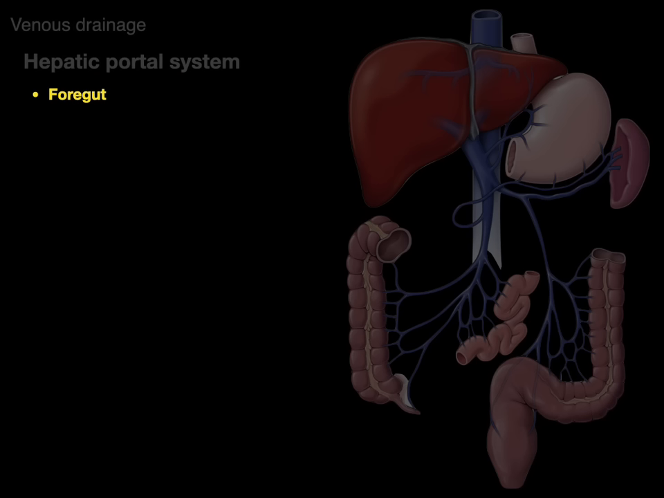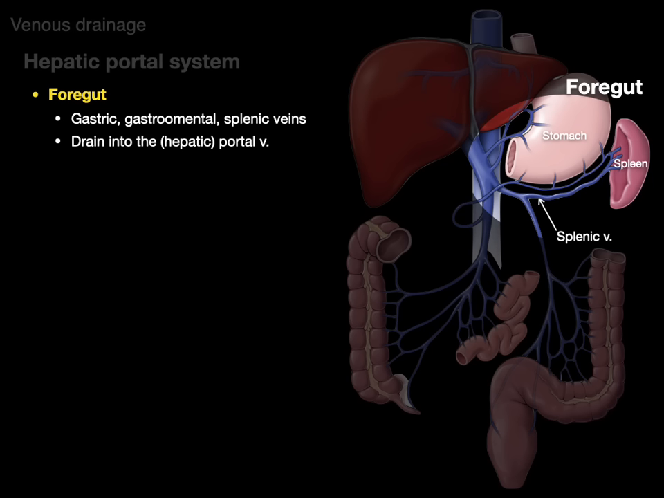So the foregut, through the gastric, gastroepiploic, and splenic veins, they all drain into the hepatic portal vein. So there's the foregut with the stomach and spleen, though there's other organs, I'm just going to focus on those two. And you have the splenic vein, and there's the portal vein, and you see all those veins that are draining the stomach and the spleen all end up going to the portal vein, which drains into the liver.